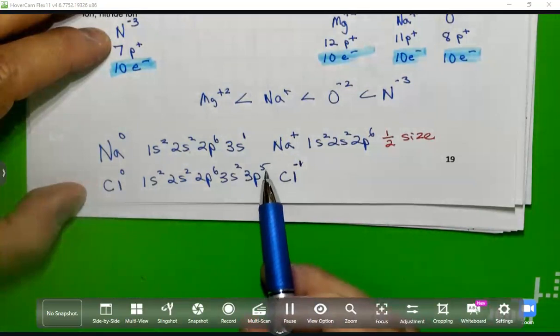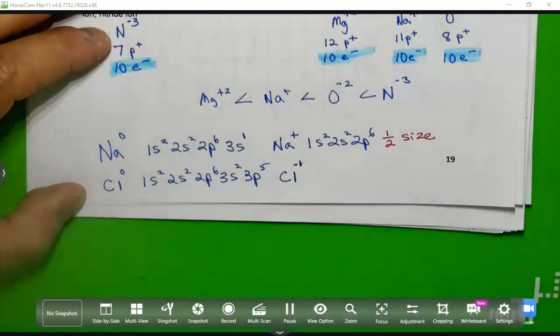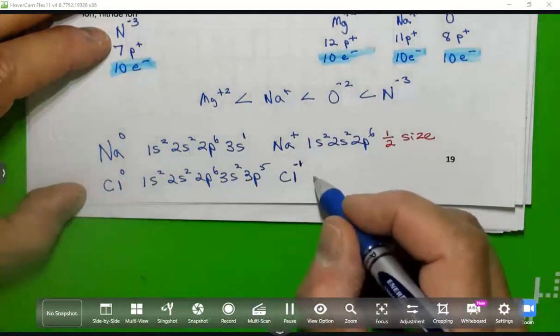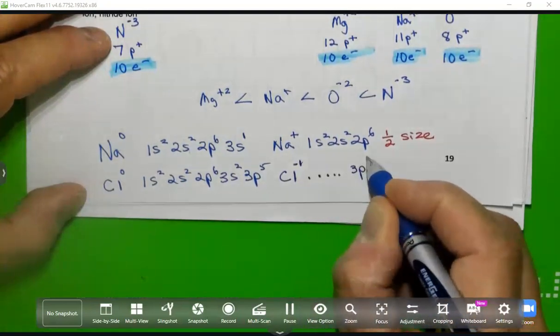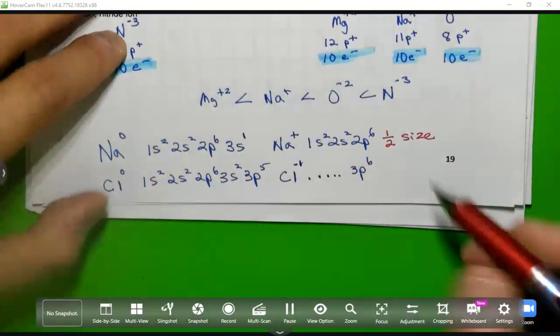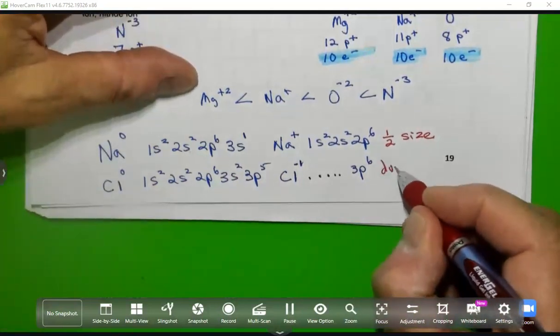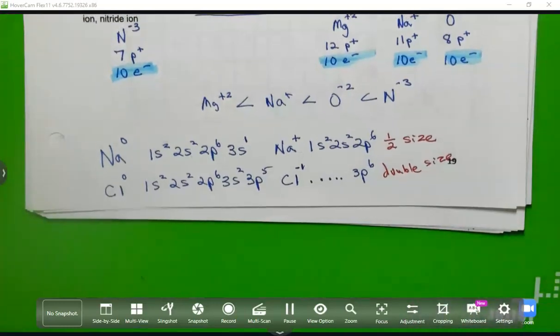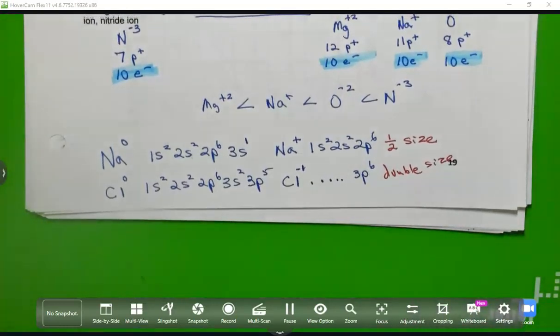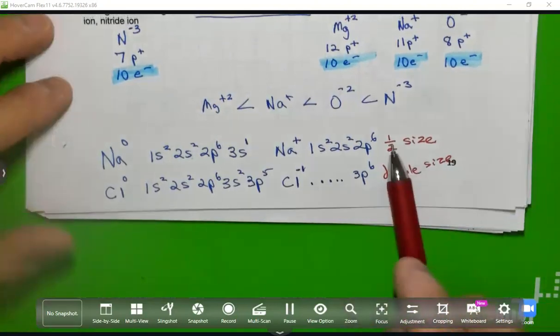I'm just adding 1 electron here, correct? All I'm going to do is add 1 electron. So the whole thing is exactly the same. It's going to end in 3p6. This is about double in size. Generally, you get about half the size when you make a positive ion. When you make a negative ion, it's about double in size.